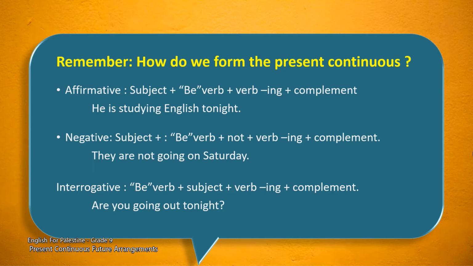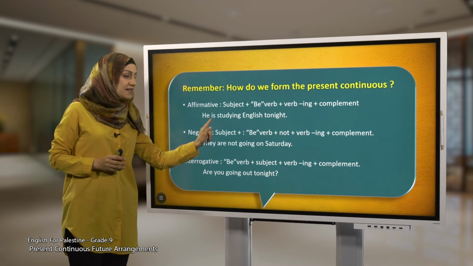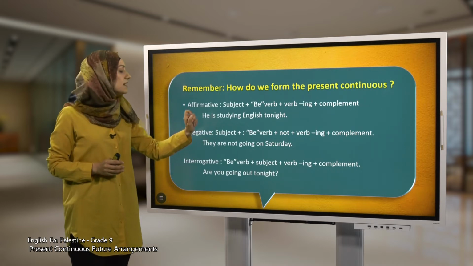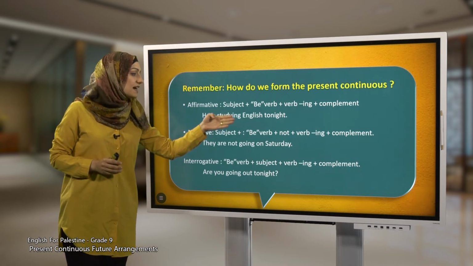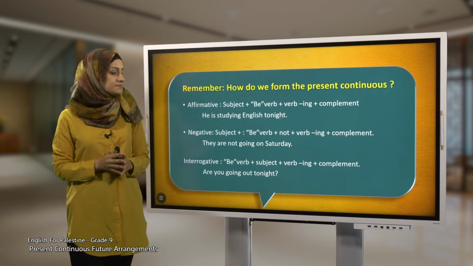Example: he is studying English tonight. Subject, verb to be, and that is here. Studying, verb plus ing, object, English, and we continue the sentence.